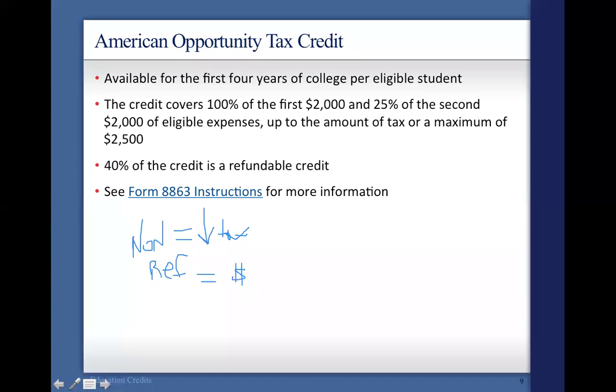So if we're looking at the American Opportunity Tax Credit, it says here that 40% of the credit is a refundable credit. And I'm going to have you learn about how that impacts specific taxpayers while you fill out Form 8863 for homework.